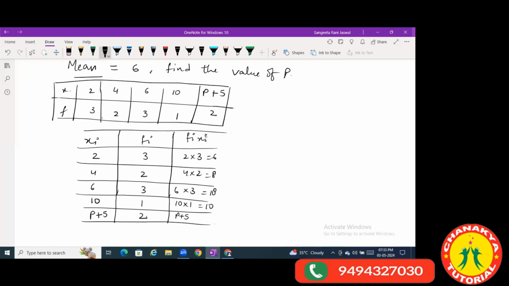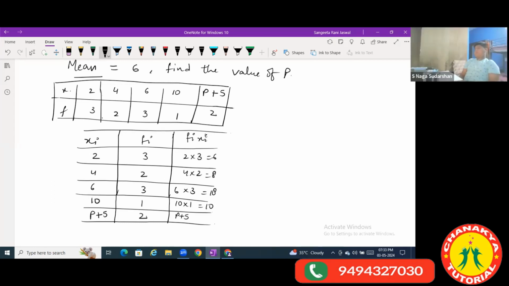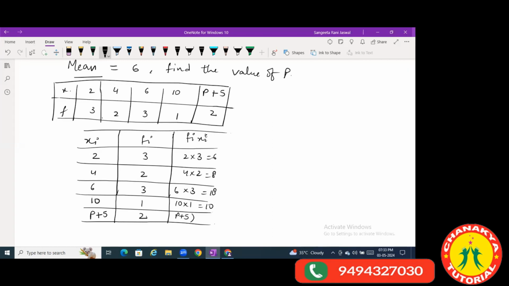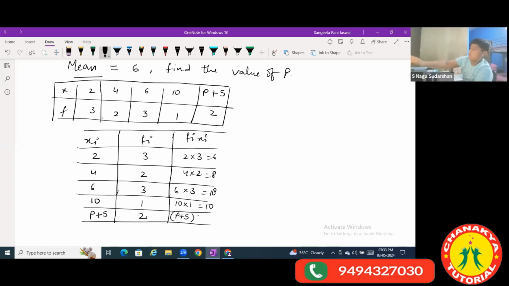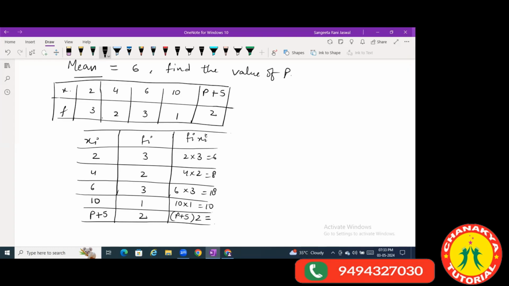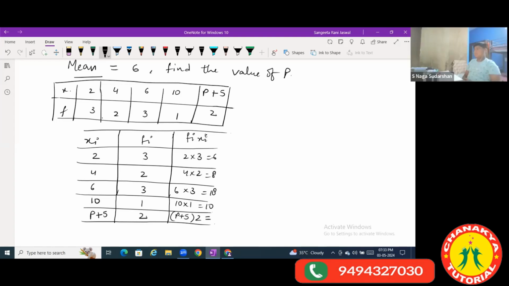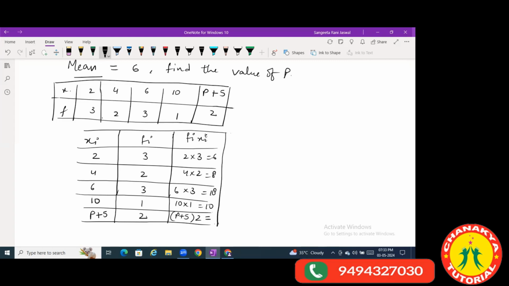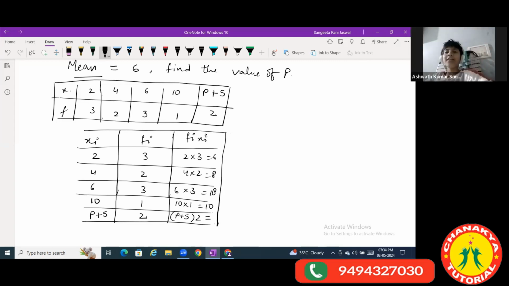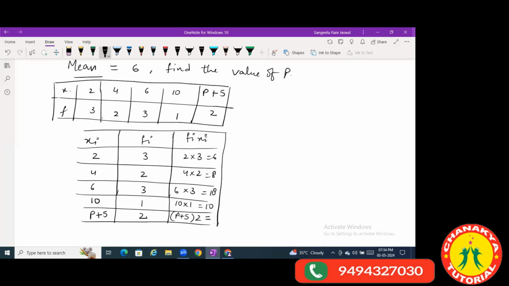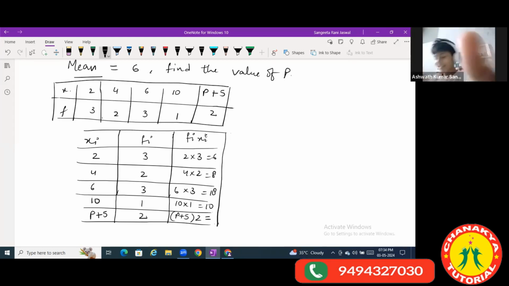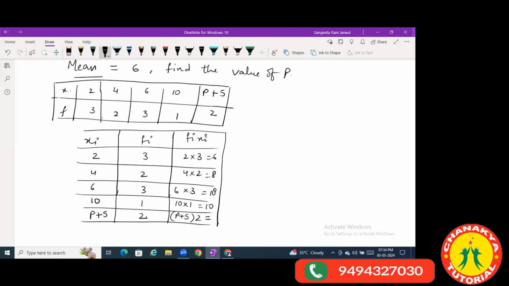So P plus 5 into 2. What happened? What went wrong? 10 into 1 is equal to 1? Where is 1? This is 10, dear. Can you see the screen? Yes, I see this screen. I told 1. Okay. 10 into 1, it's written here, no?